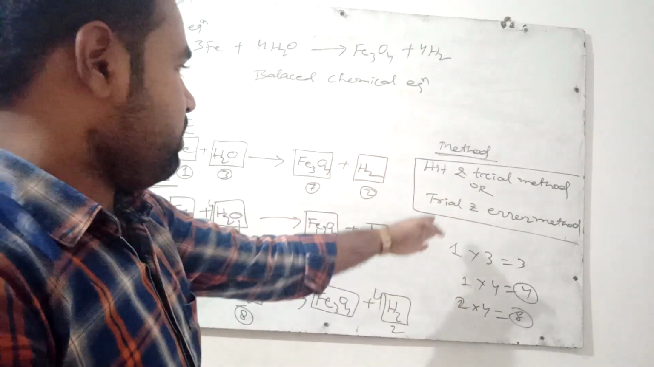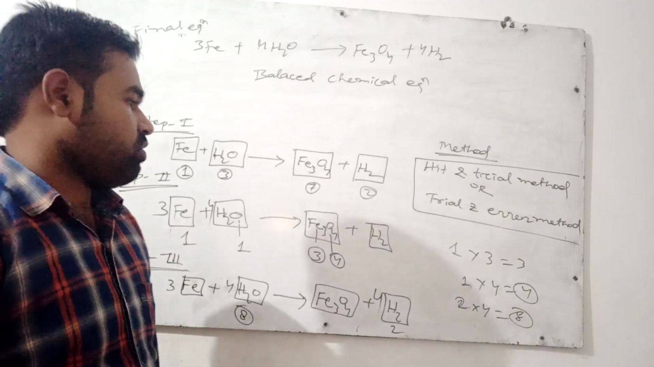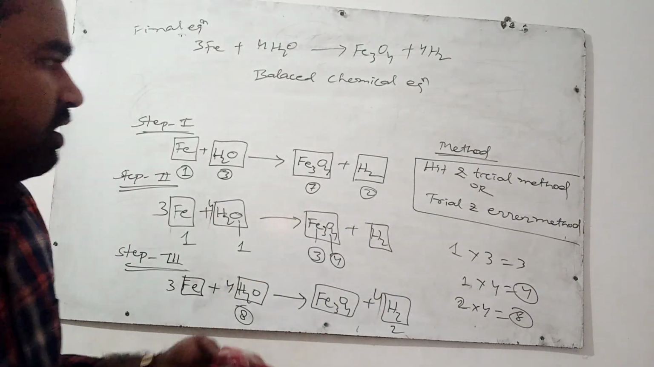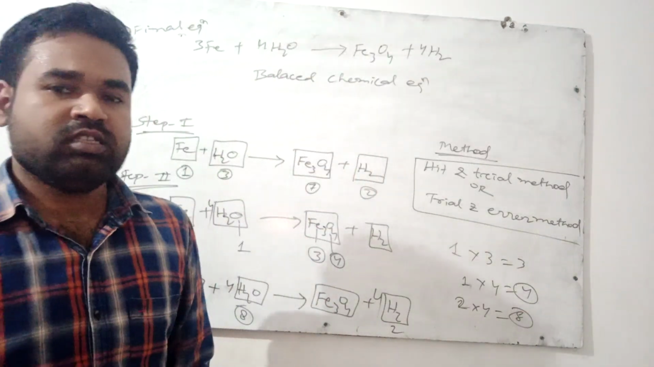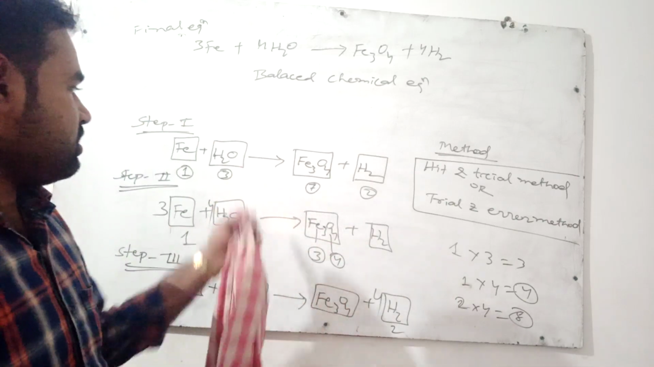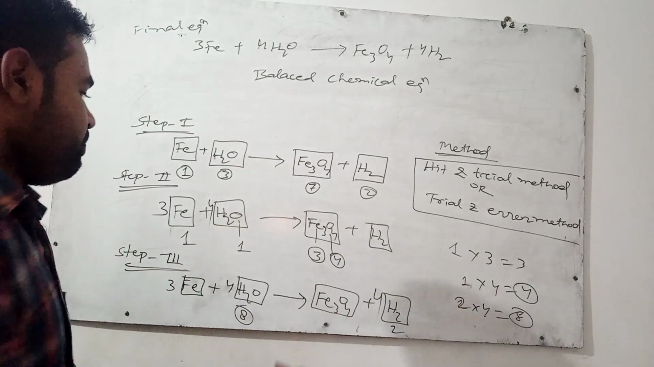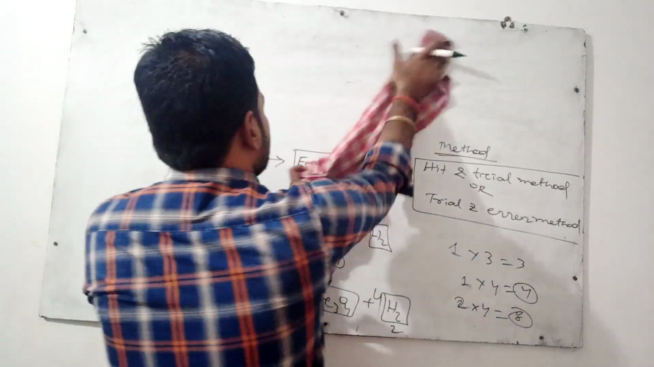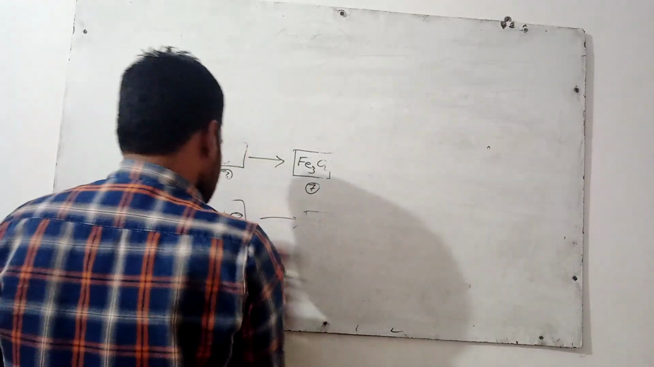This method is known as the hit and trial method, or trial and error method. Clear everyone? We follow these steps and try to balance the chemical equation. After some practice, you don't need to write these steps; you can balance the chemical equation in one step. Just practice. We will take another example.